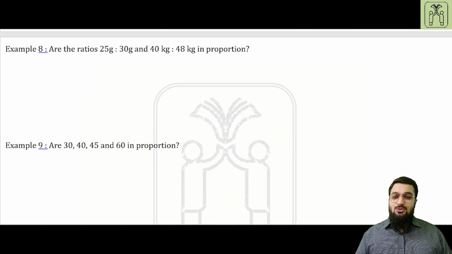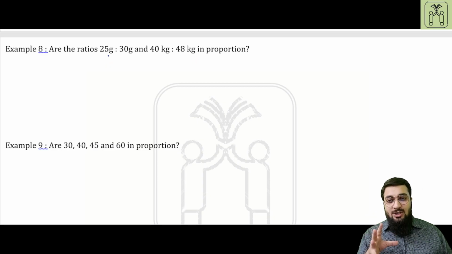Coming to the next example. Are the ratios 25 gram is to 30 gram and 40 kilo is to 48 kilo in proportion? Okay, so there might be some confusion or some excitement among some of the students and viewers that since they are in gram and this is kilogram and kilogram, then they need to be converted.